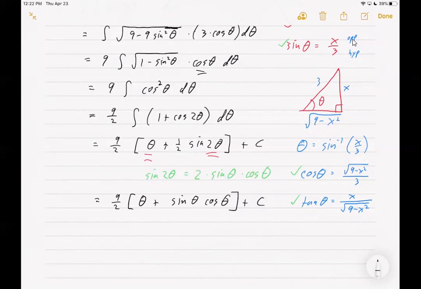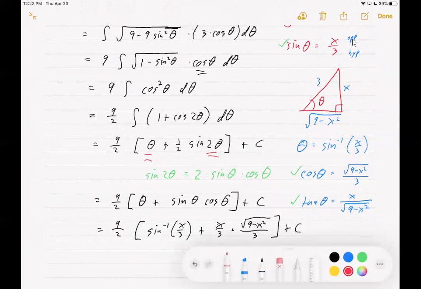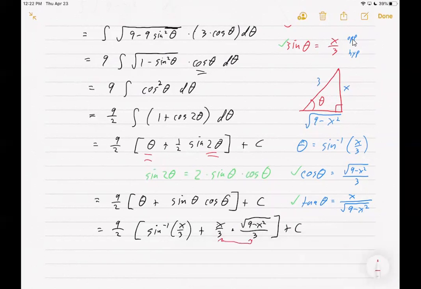plus c, and then we can go over to the triangle and we can pick out 9/2. Theta would be the inverse sine of x over 3 plus, and then we can put in sine of theta, that is just x over 3, times the cosine of theta, which would be the square root of 9 minus x squared over 3. And then we just have to tack on the plus c. Obviously, this will simplify. If we make a denominator of 9, I'll leave that to you.